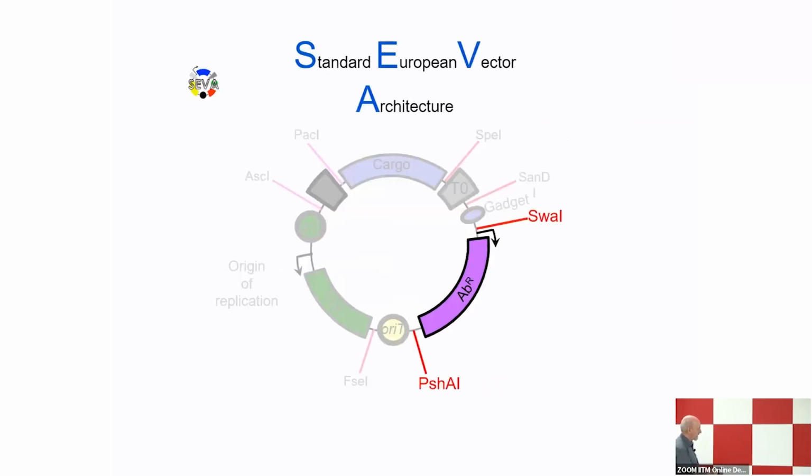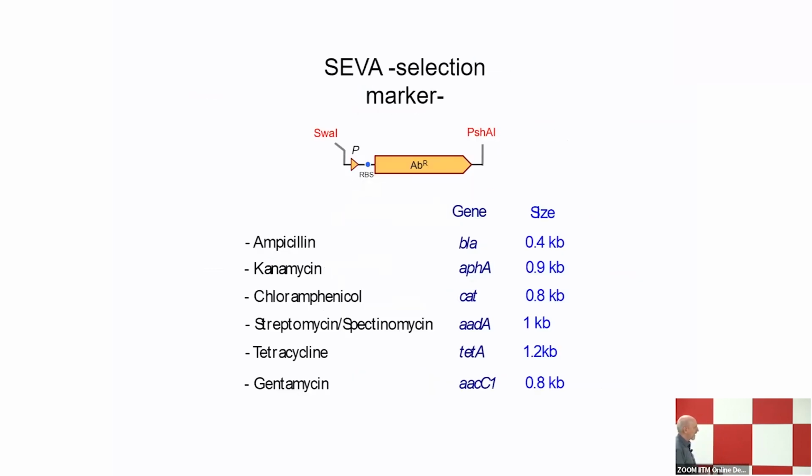Also, antibiotic resistances here. What antibiotic resistances can we use? In the immense majority of vectors that are used in molecular biology laboratories, the one and only antibiotic resistance used is 1, 2, 3.